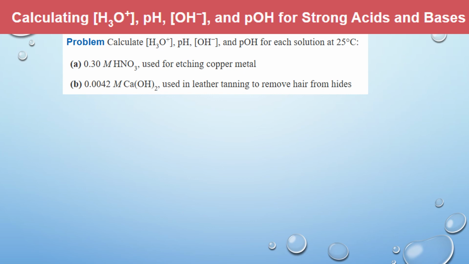In this problem, we try to calculate the hydroxide concentration, the hydronium ion concentration, the pH, and also the pOH with the given information. It's at room temperature, so we know Kw is equal to 10 to the negative 14. That also means that the sum of the pH and the pOH is going to be equal to 14.